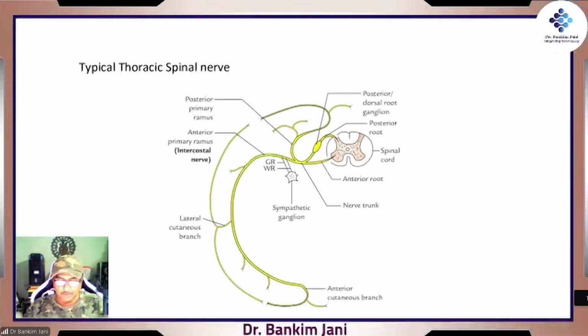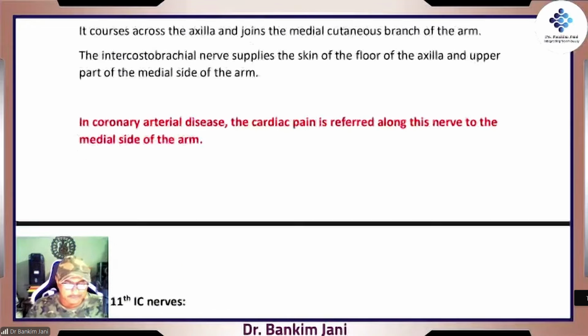So these are like spinal nerves, anatomy parts. In coronary artery disease, the cardiac pain is referred along these nerves to the medial side of the arm. We'll discuss this when we talk about cardiology. When there is pain on the left side of the heart, on the area just above the heart, it's called precordial pain. That precordial pain can go to the shoulder, right? It can go to the medial aspect of the arm, or it can go to the posterior aspect, that is onto the scapular region, up to the inferior angle of the scapula. All these are called referred pain, because the cardiac pain goes along the nerves which are over here, right?